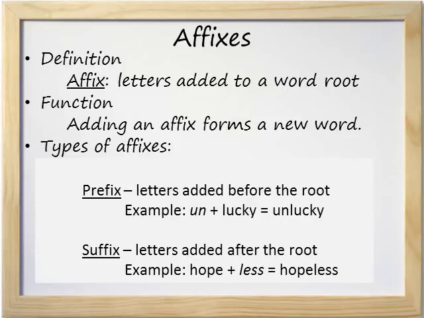For example, we can add the prefix un to the root word lucky and we get unlucky. A suffix is letters added after the root to the end of the word. An example is, to the word hope, we can add the suffix less to get the word hopeless.